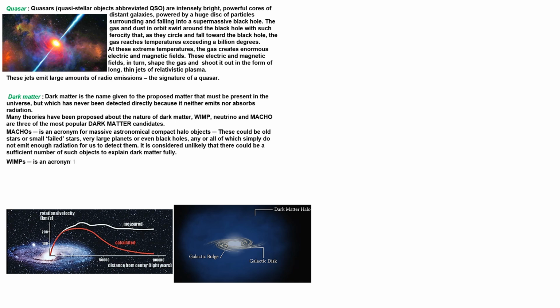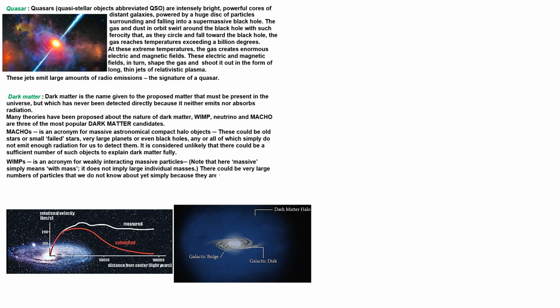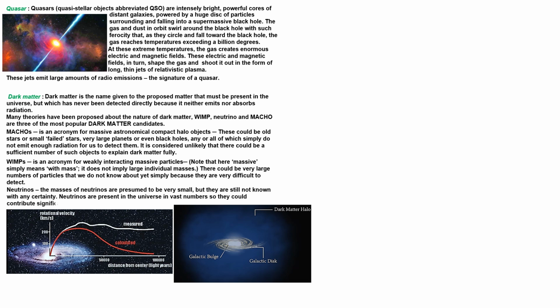WIMPs is an acronym for Weakly Interacting Massive Particles. Note that here massive simply means with mass. It does not imply large individual masses. There could be very large numbers of particles that we do not know about yet simply because they are very difficult to detect. Neutrinos: the masses of neutrinos are presumed to be very small, but they are still not known with any certainty. Neutrinos are present in the universe in vast numbers, so they could contribute significant mass.